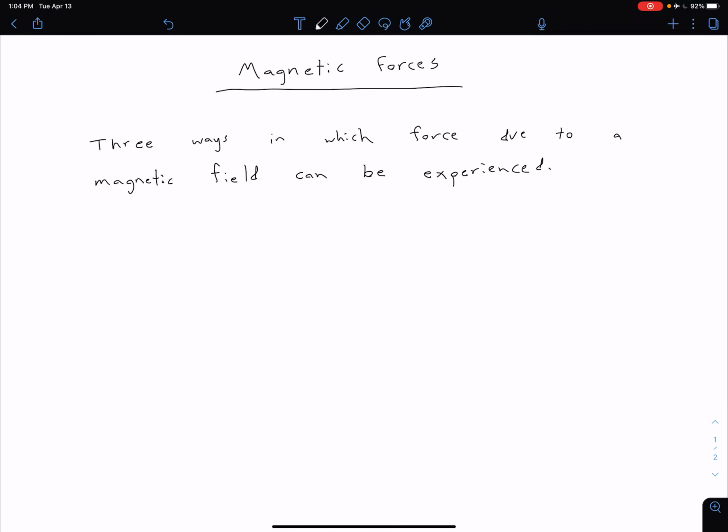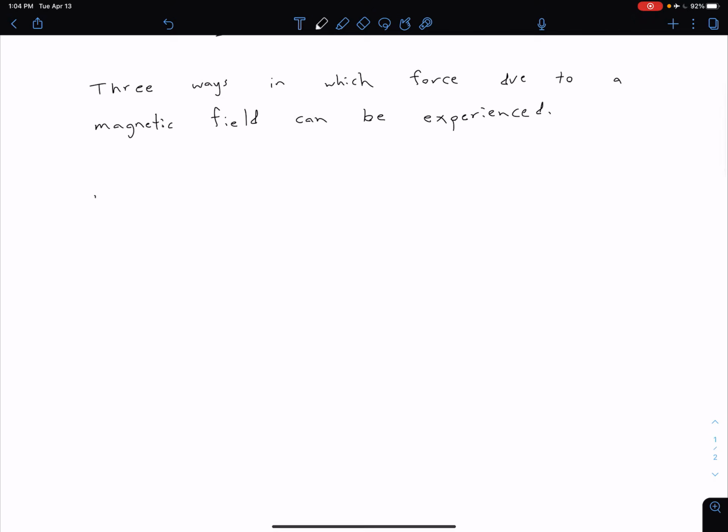We're going to continue with our magnetostatics as we move into Chapter 8 in the textbook, and the first topic of many that is covered in Chapter 8 is magnetic forces. It turns out that there are three ways in which force due to a magnetic field can be experienced. In this video, we're going to take a look at the first one, and in subsequent videos, we're going to look at the other two.